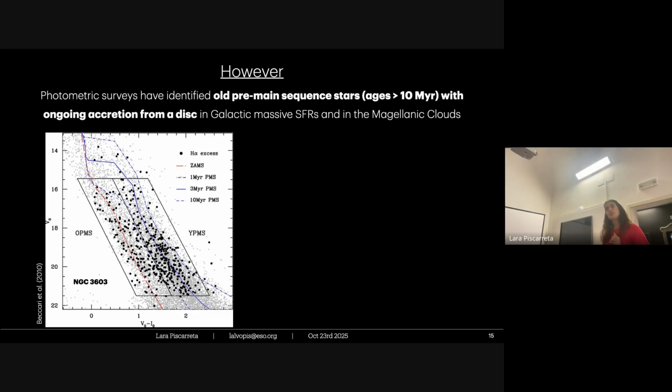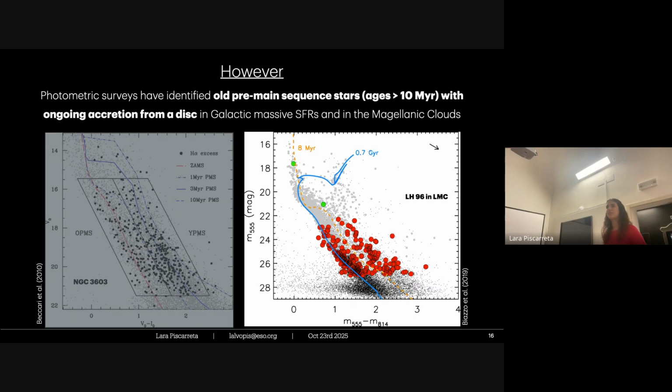This has also been observed extragalactically. So this is the case of LH96 in the Large Magellanic Cloud. And similarly to this, the sources here in red have H-alpha excess emission. And you can see that we have a significant portion of them which seem older than 0.7 gigayears.